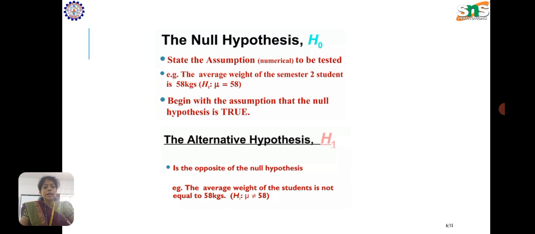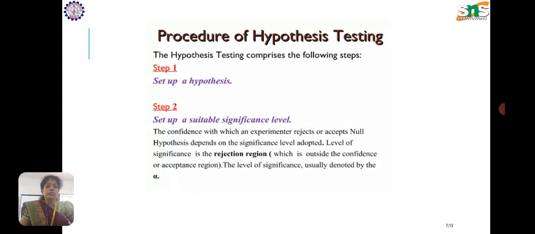The alternative hypothesis is the opposite of the null hypothesis. Usually this is denoted by H1. As an example, the average weight of the students is not equal to 58 kg. Already we have taken mu equal to 58. Here we are taking the opposite of the null hypothesis. That's why we are taking mu not equal to 58.